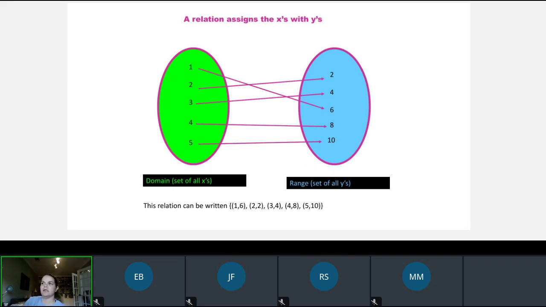Another way to represent a function or a relation is called a mapping. So our domain is going to be the set of all x's, okay? And they're going to pair with exactly one y value, okay? If any of your numbers in the x column repeat, it's not a function, or if you have two arrows coming from an x value, it is not a function, okay?